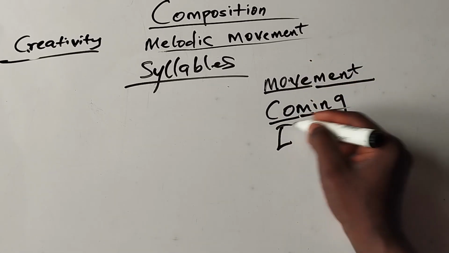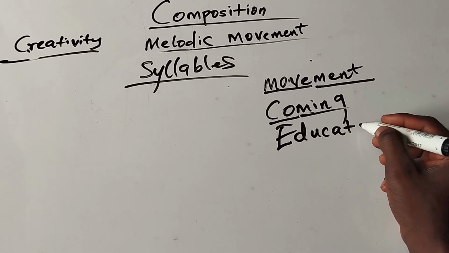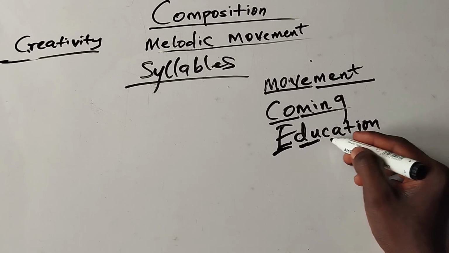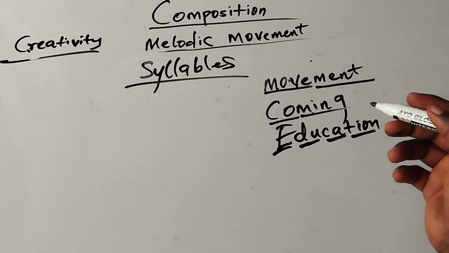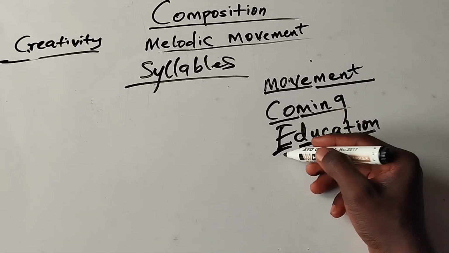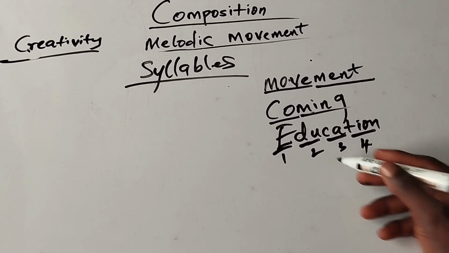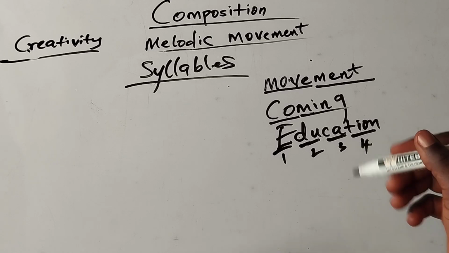Like education. So I call it education. Education. So it has 1, 2, 3, 4. This is what we call syllabification in music also.